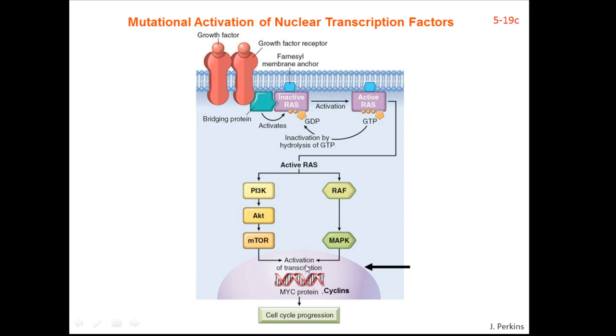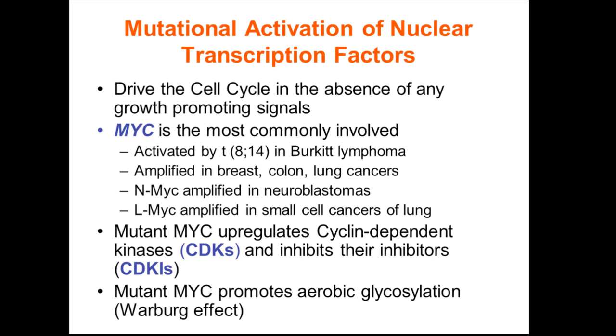Okay, so keeping in the same theme, there could be mutations in the genes within the nucleus. And yes, there are activating mutations. It does occur in nuclear transcription factors. So normally the nuclear transcription factors get active only when they get upstream signals from RAS and PI3 kinase and so on. Okay, but if there's a mutation in the transcription factor, then the cell thinks that it needs to divide. The most commonly mutated in this group is MYC, activated in Burkitt lymphoma, t(8;14). It's amplified in breast, colon, and lung cancers, in neuroblastomas and small cell carcinoma of the lung.